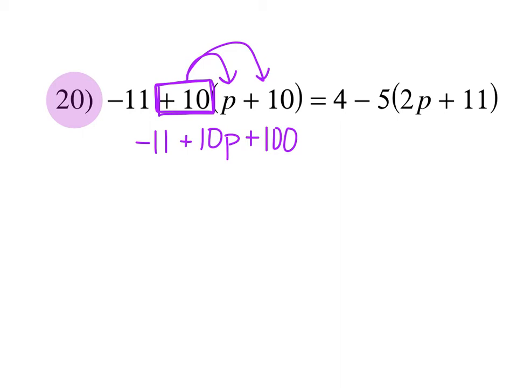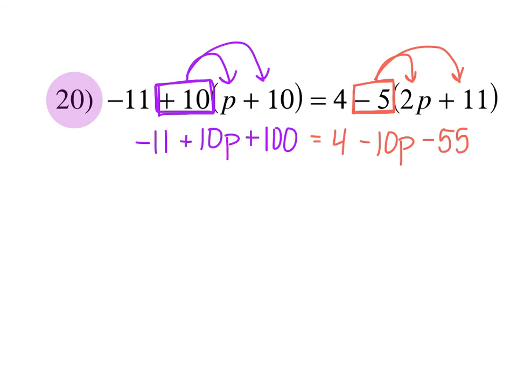And then over here on the right side, it's not a positive 5, it's a negative 5. Remember, we talked about this. Make sure you include that negative sign when you distribute, otherwise it'll throw your answer off. So I know that equals 4, and then negative 5 times 2 is negative 10p. And negative 5 times 11 is negative 55. So that was part of the simplifying step that we can do to both sides of the equation.